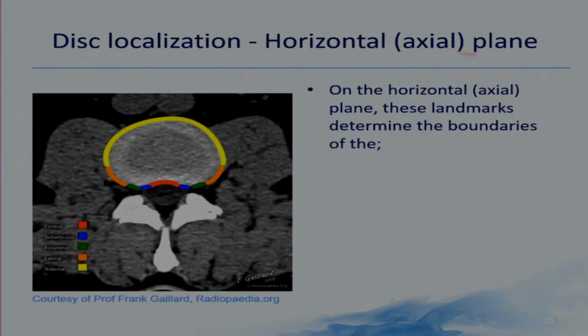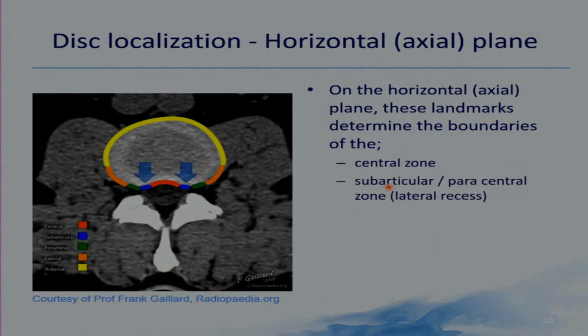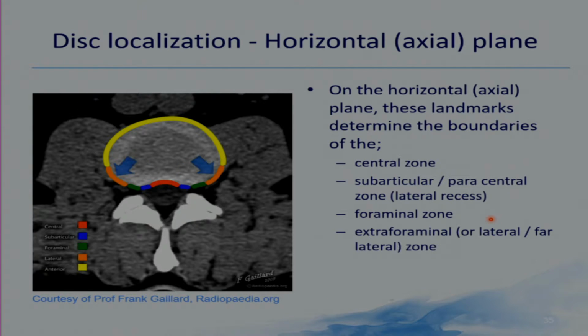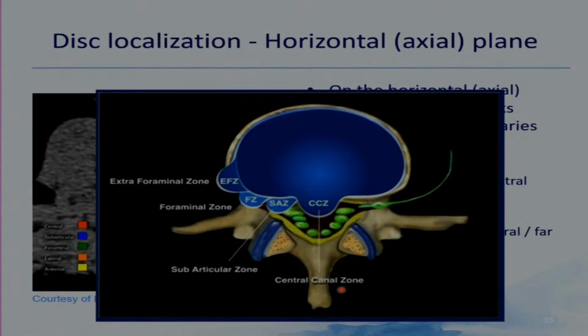Disc localization in the horizontal or axial plane. For example, a disc protrusion may be into the central zone, or maybe into the subarticular or paracentral zone. It may be into the foraminal zone. It may be into the extraforaminal or far lateral zone, or into the anterior zone. So this is the same thing in a more colorful and attractive diagram.